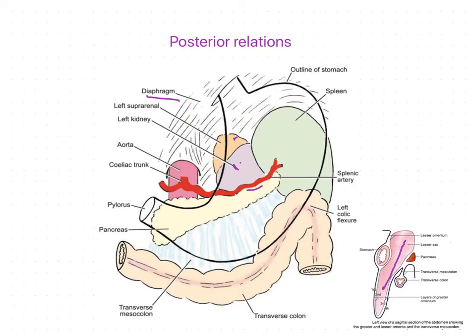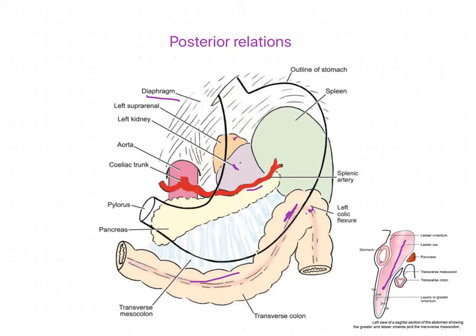And then the transverse mesocolon. Here we can see the transverse mesocolon, which is related to the stomach, and the splenic flexure of colon. Here we can see this splenic flexure of colon, and also the splenic artery. Sometimes the spleen is also included in the stomach bed. So all these structures form the stomach bed, and are related to the posterior side of the stomach, but these structures are separated from the stomach by the lesser sac. So this is about the posterior relations.